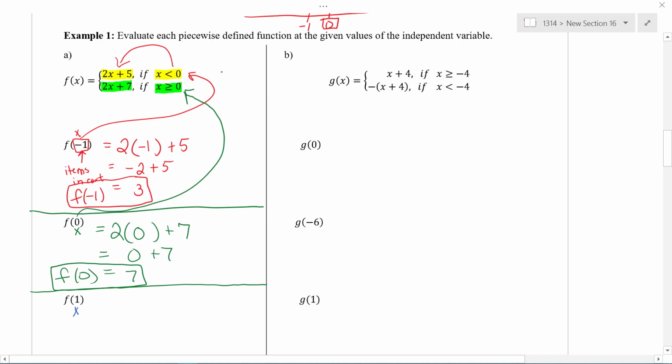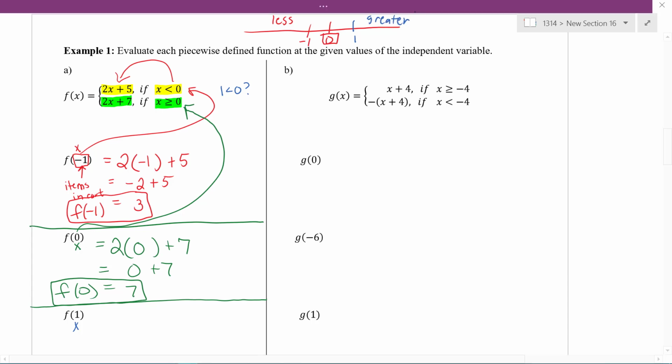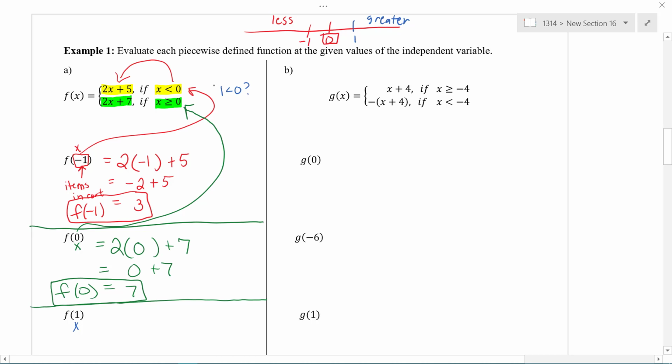Is 1 less than 0? Well, when I look at my number line, 1 is over here. Anything to the right of 0 would be greater. So 1 is not less than 0, that is not true. So I cannot use lane 1. Okay, is 1 greater than or equal to 0? That is a true statement. 1 is greater than or equal to 0.